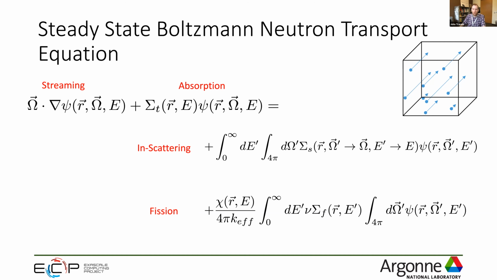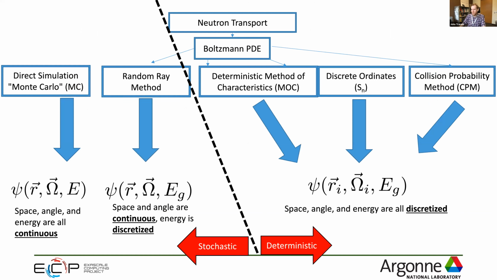There's a wide variety of ways of solving this. On the left, there are the stochastic methods, Monte Carlo and the random ray method. Monte Carlo, though, is the only one that has the fewest possible assumptions and treats everything with as continuous a treatment as it can. Whereas there are many other deterministic methods, ones I haven't even listed here, where you're discretizing many things.